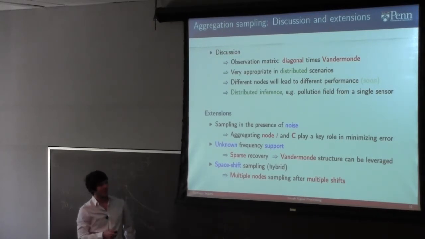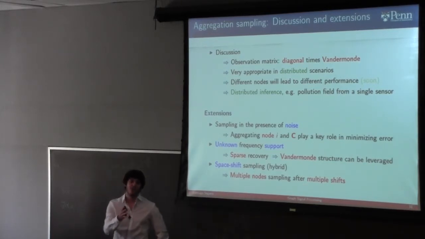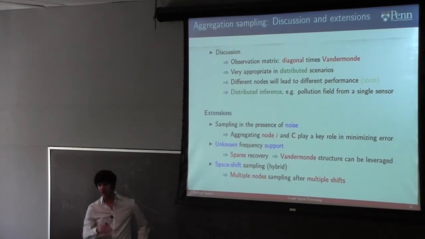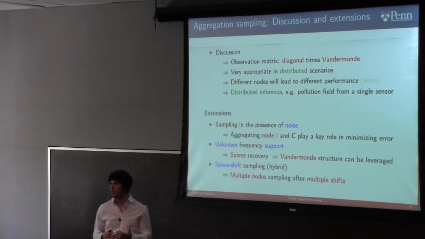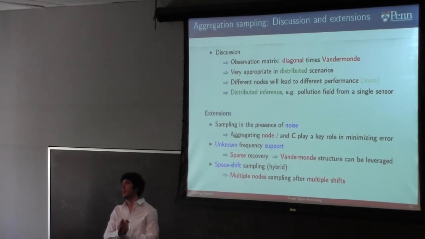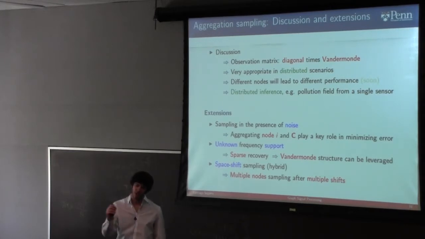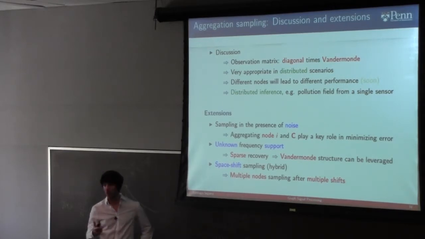So this is the analogy that you should have in mind. Some extensions that I don't have time to get into, because I would like to talk about other things. Sampling in the presence of noise: what happens if the signal is not perfectly bandlimited but approximately bandlimited? In that case, picking the nodes plays a huge role in error minimization. And non-frequency support: what if you know that the signal is bandlimited, but you don't know it's the first k? You just know it has k support, but you don't know which are the active frequencies. That falls into the category of sparse recovery, and in that case the Vandermonde structure can again be leveraged to obtain theoretical guarantees of when you can recover the signal, even when you don't know the support.